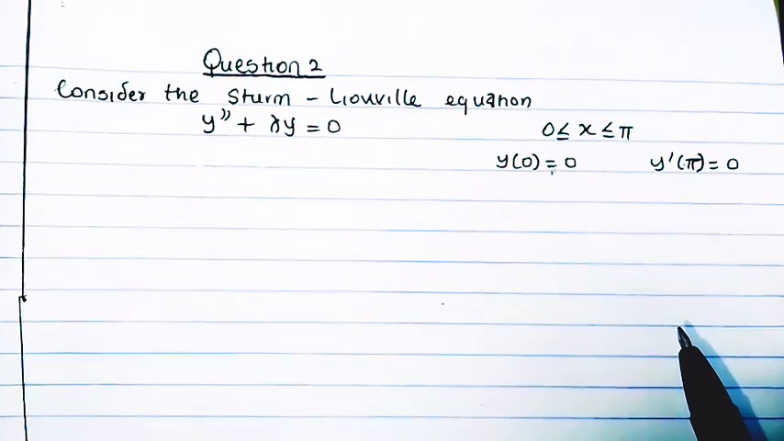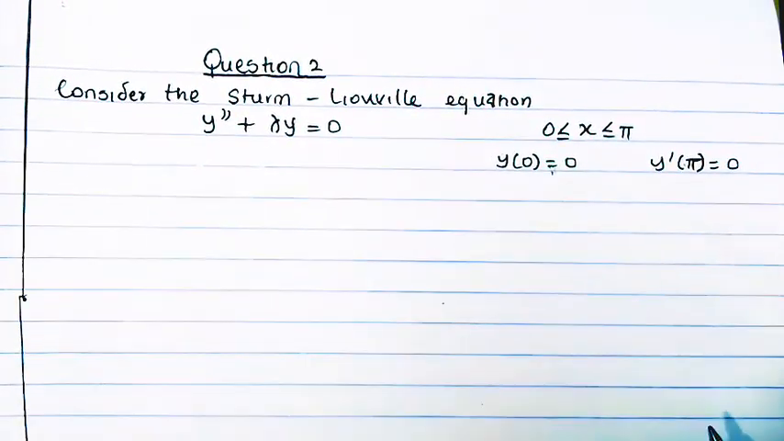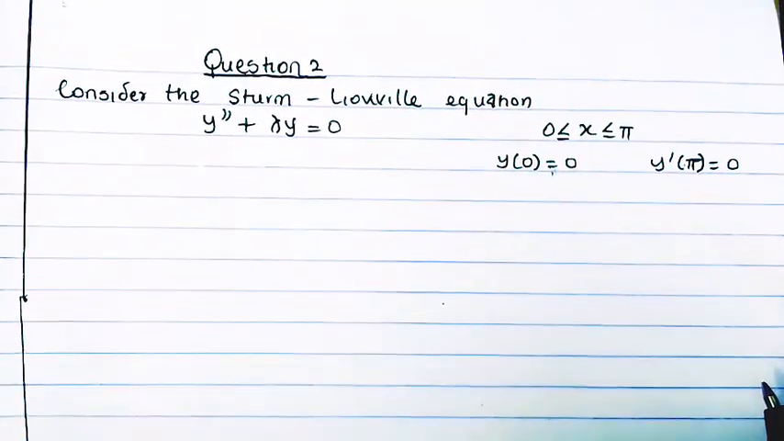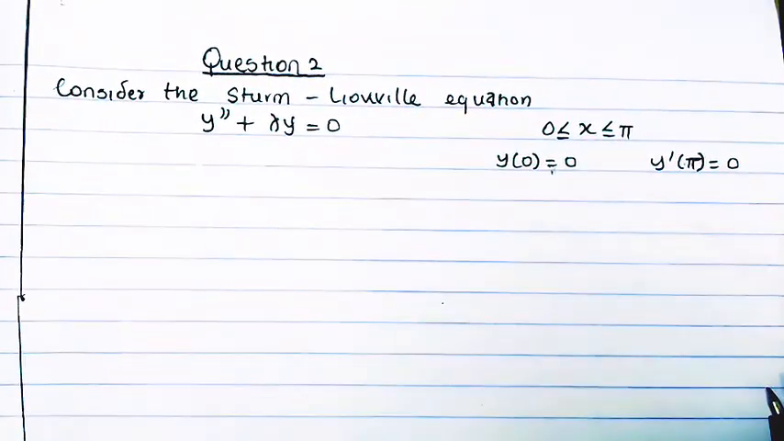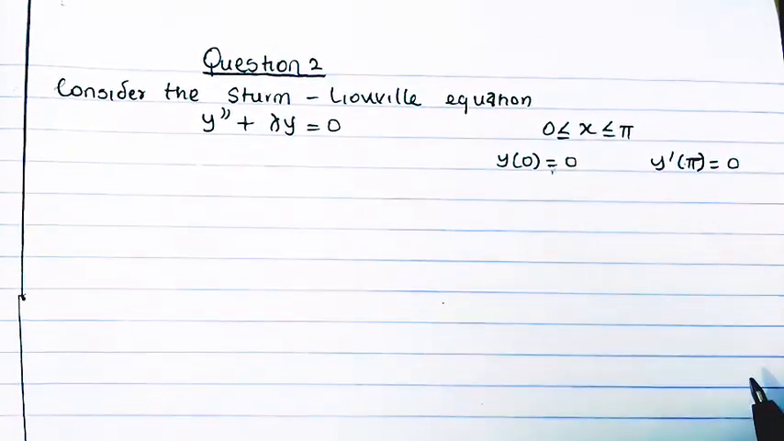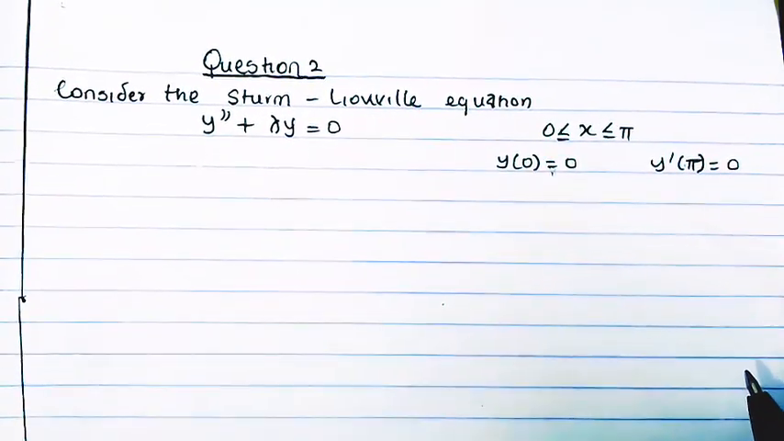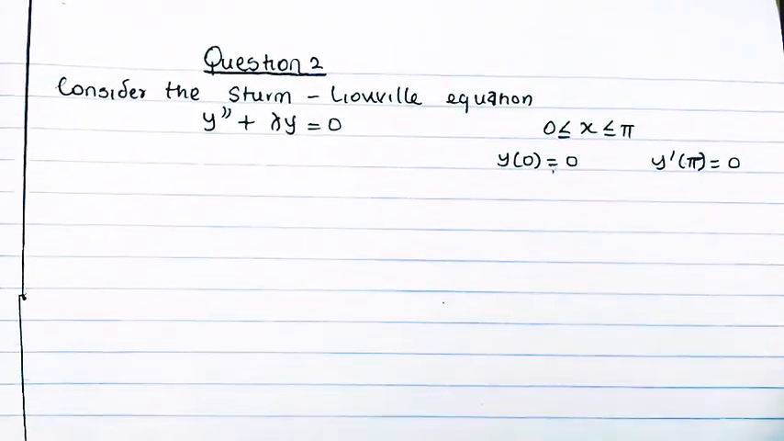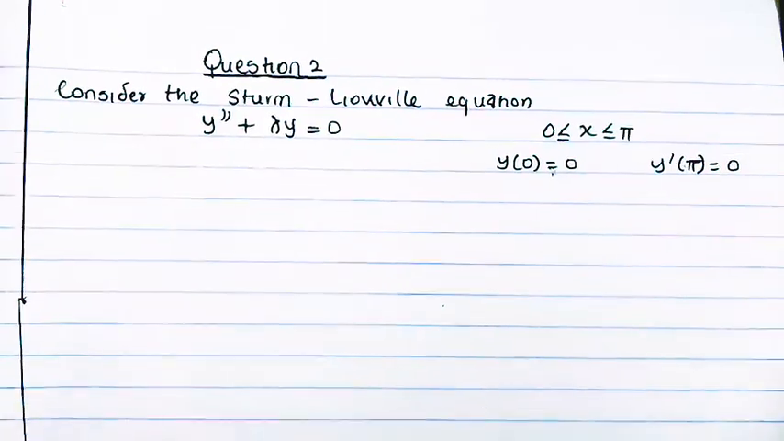So now let's solve. Like I said before, solving a Sturm equation means we are going to be looking for the eigenfunction and the eigenvalues. The eigenvalues are the values we get when we are not obtaining a trivial solution. Then the function we get after that is the eigenfunction. So now let's proceed.